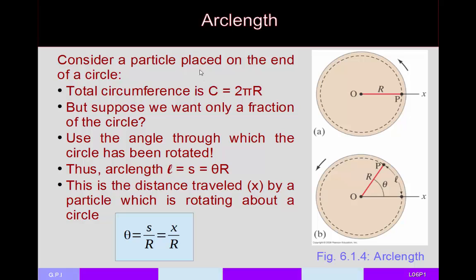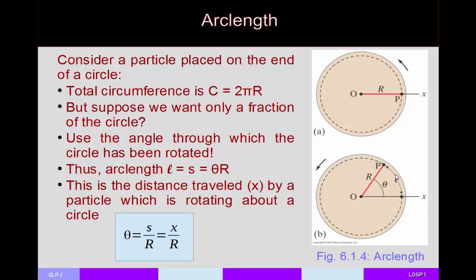And basically, here's the process for relating rotation and translation. The total circumference is always going to be 2 pi times the radius, 2 pi r. So if we want a fraction of that circle, you can basically use the arc length, L equals S equals theta times r. And this arc length basically is if you stuck, say, maybe this circle is a wheel and there's a piece of gum stuck on part of the wheel.